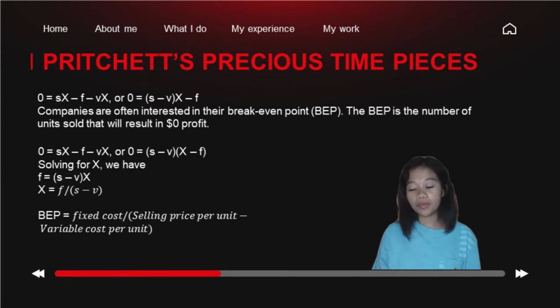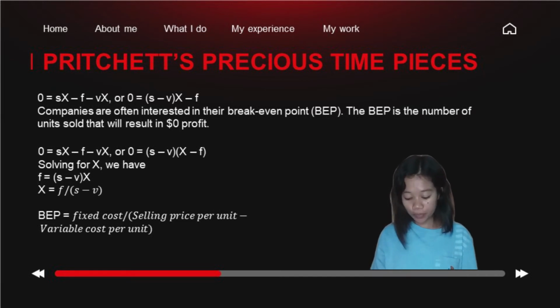Therefore, the BEP for precious time pieces is equal to 1,000 over 10 minus 5, which is equal to 200 units. Sales of less than 200 units of rebuilt springs will result in a loss. Sales over 200 units of rebuilt springs will result in profit.